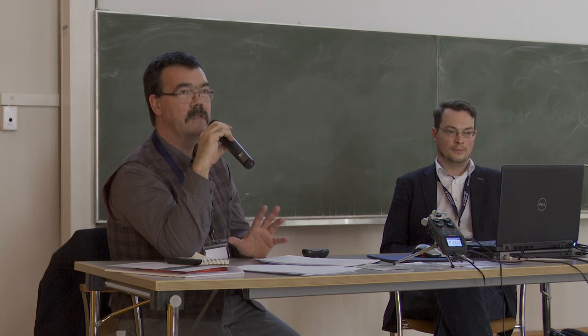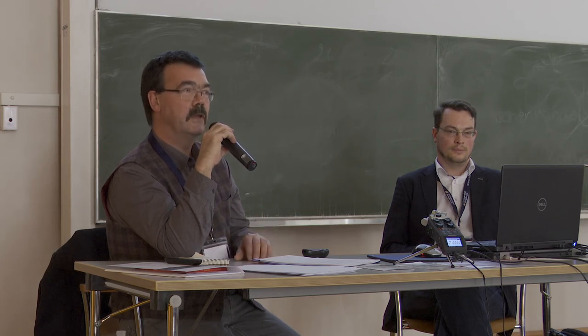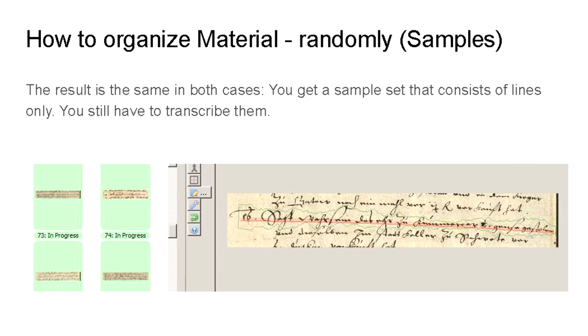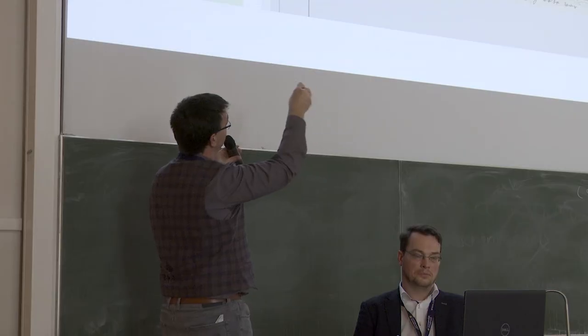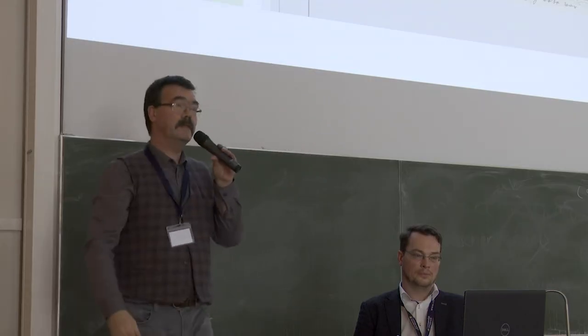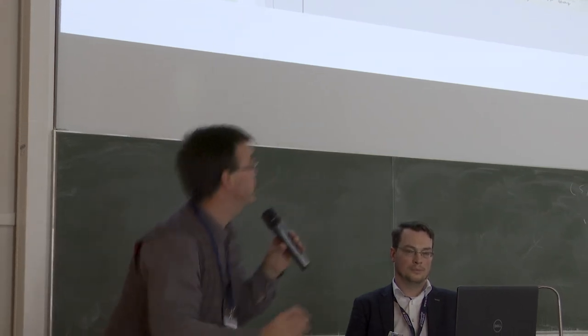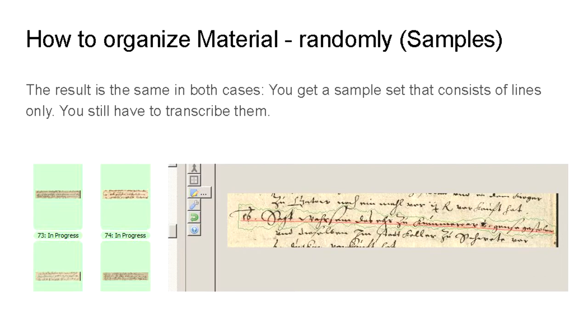And it will be randomly selected. So you can't cheat, and the system can't cheat too. This is what it looks like at the end. What you get out, in both cases, is a document that consists only of lines, pages, but the page has only one line. So what you have to do is transcribe 500 lines, and you will have a very representative test set for your material. Yeah, everybody should have one.